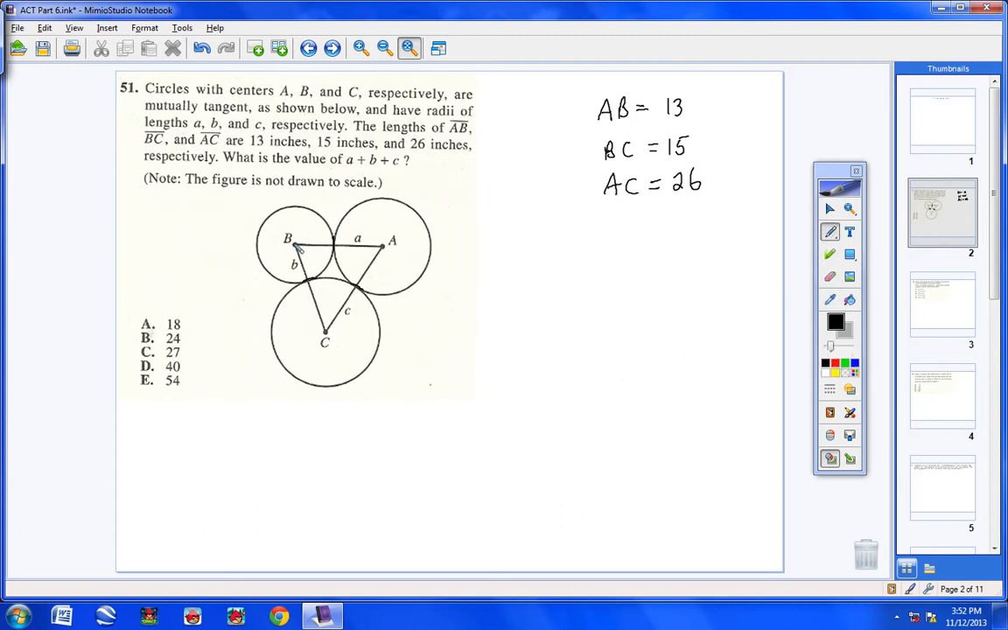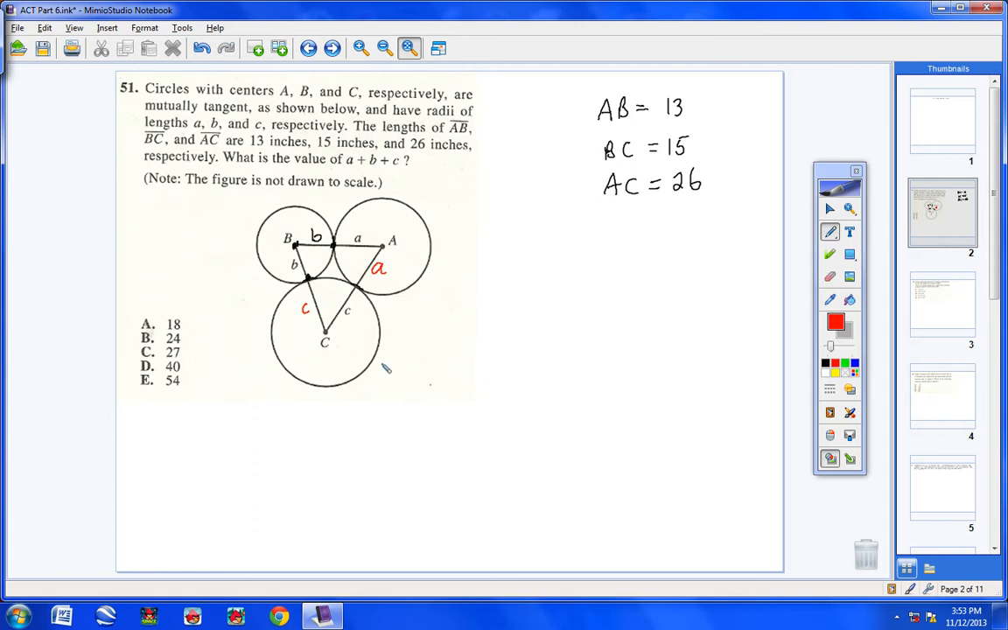So if from here to here is B, then I know from here to here is also B. That should make sense. And let me change colors of ink. If I know from here to here is A, then I know from here to here is also A because it's the same radius. And if I know from here to here is C, then I know from here to here is also C because they're the same radius. So I can put a C.